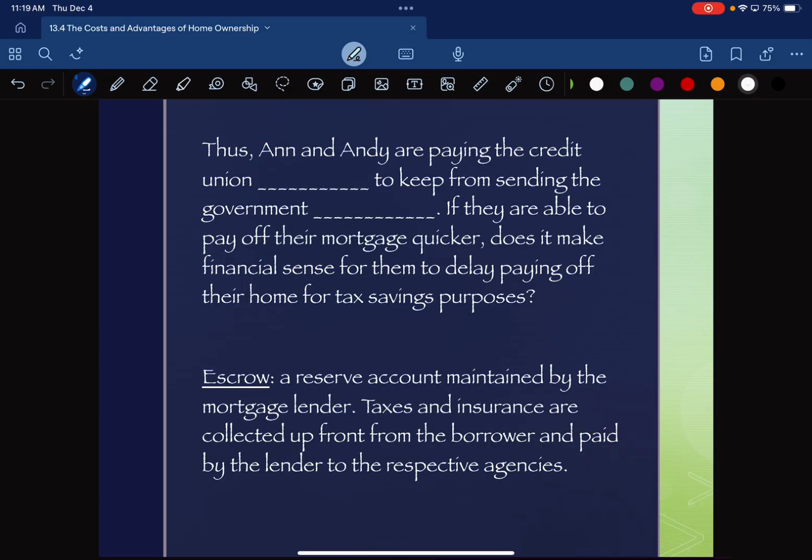Ann and Andy are paying the credit union $3,750, right? That's the interest. Let me fill these numbers in with you. And they're not going to have to send the government $937.50. True? That's what's happening. So if they're able to make their payment and pay off their mortgage quicker, does it make sense for them to delay paying off their home for tax saving purposes?